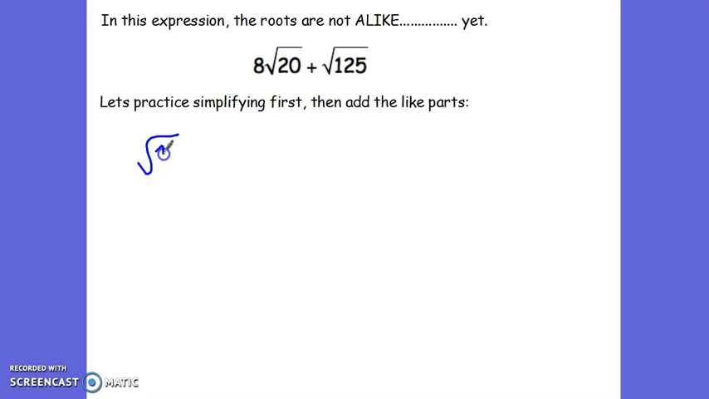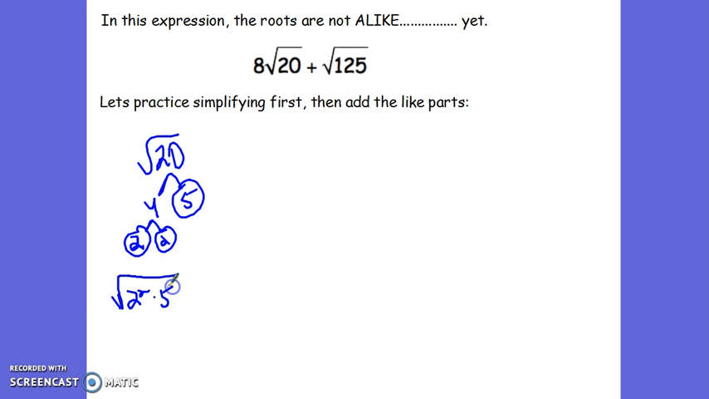If we took root 20 and we broke that down, you're going to have 5 times 4, and then 4 would be a 2 times another 2. Now remember, that means that we essentially have the square root of 2 squared times 5, and the square root of 2 squared is really just a 2, with a leftover 5 that didn't have a partner, so it's going to stay inside the root.